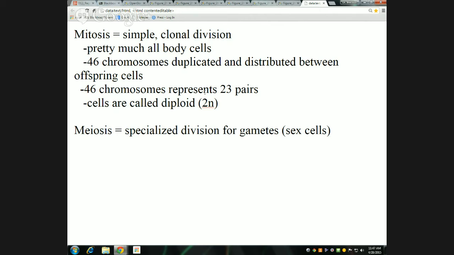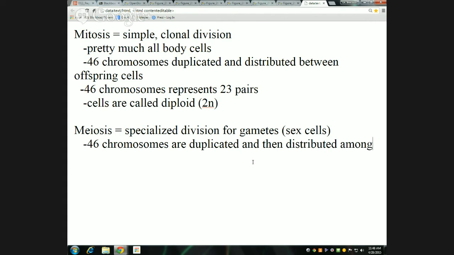And so up above, under mitosis, I have a point that says pretty much all body cells go through mitosis. I'm saying in the definition for meiosis that it applies to these gametes, the sex cells. So that's kind of the equivalent of the first point there. So here, 46 chromosomes are duplicated, and then distributed among 4 gametes. And we'll see a little bit more of how that process works in a second.